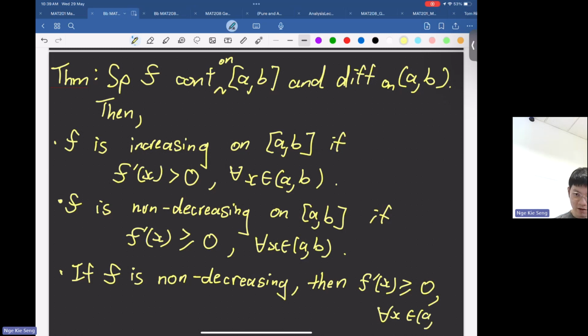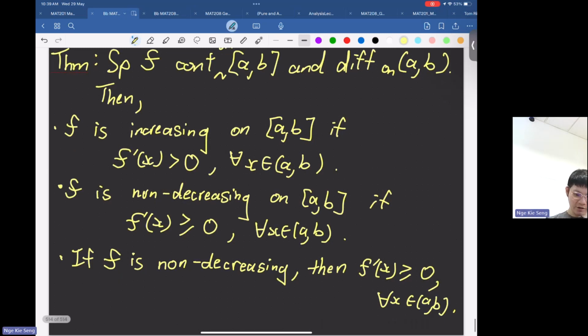So for the non-increasing or decreasing part, there's an if and only if statement. You can replace increasing with decreasing, non-decreasing with non-increasing, and then swap the inequality. You can prove the same result. So let's prove this result first.